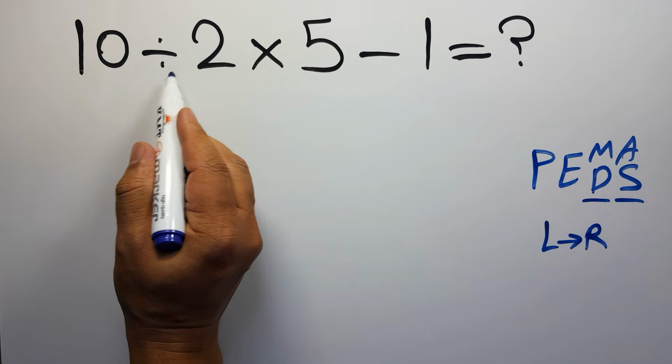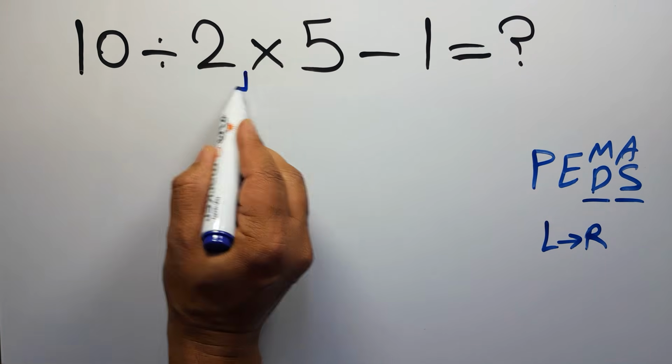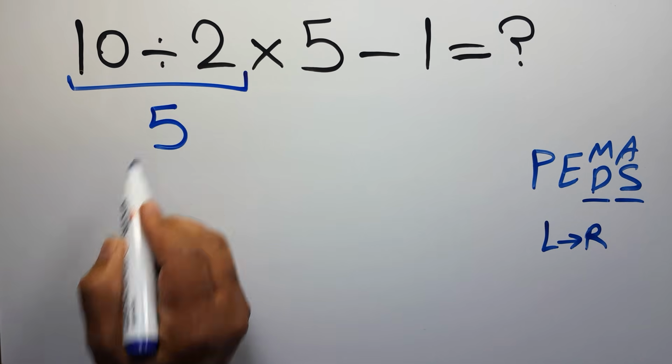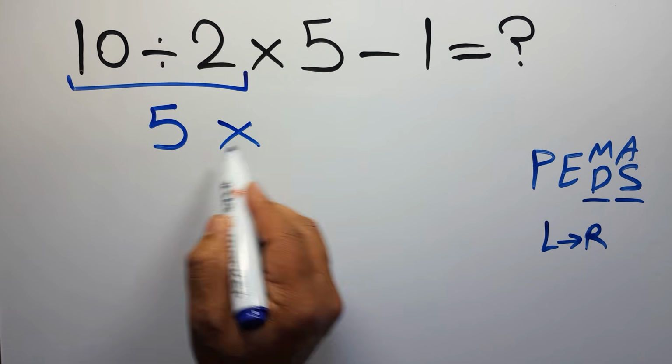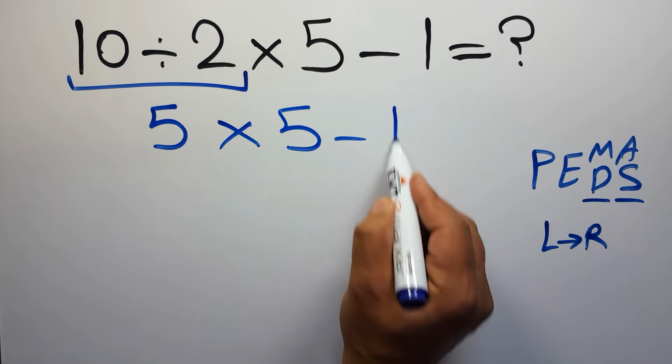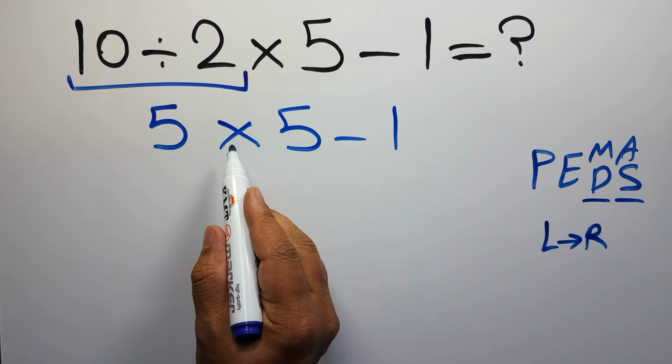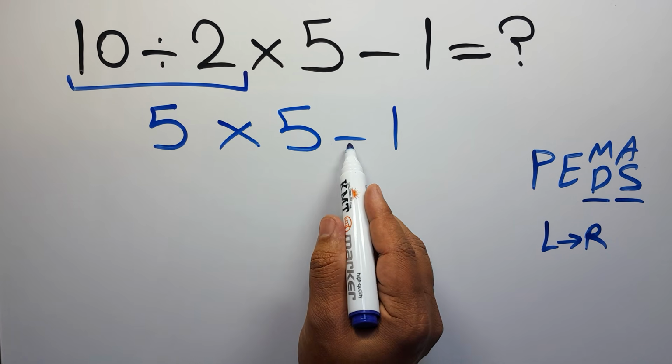So first we have to do this division. 10 divided by 2 gives us 5. So we have 5 times 5 minus 1. Now we have one multiplication and one subtraction.